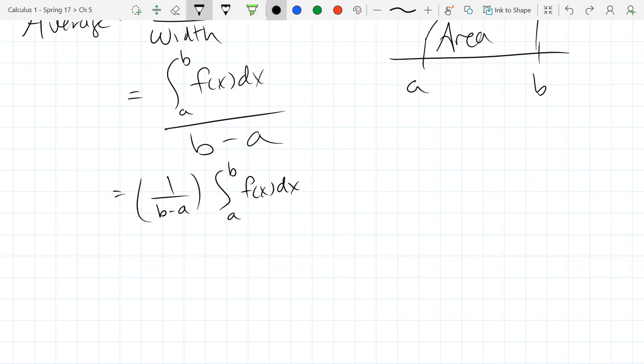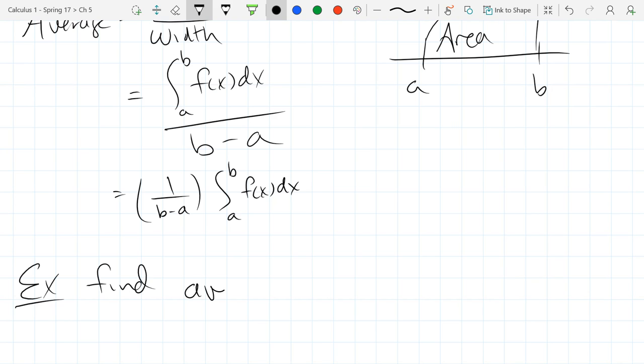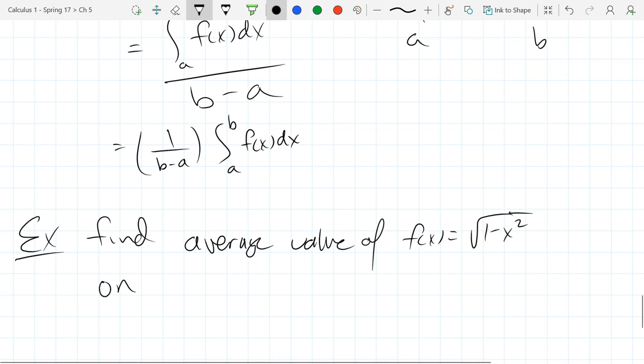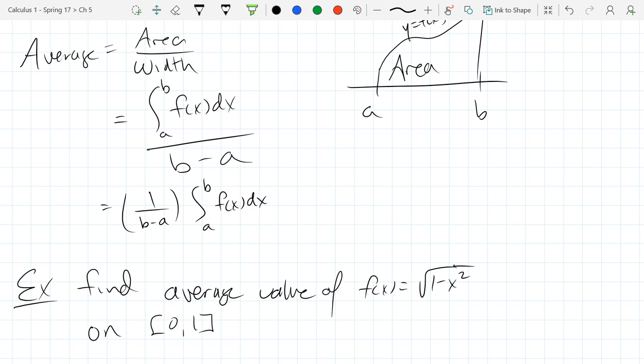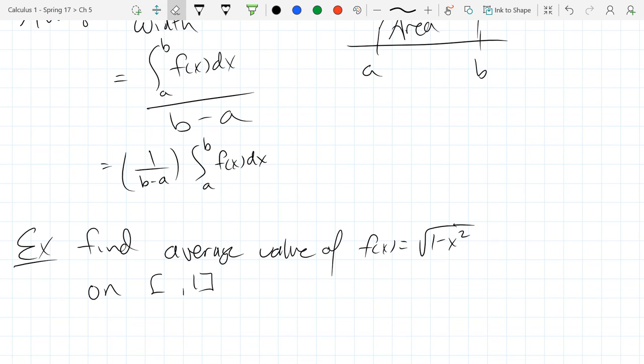So our last example from this section will be an average value problem. Find the average value of the 1 minus x squared function from 0 to 1. So the good news is you already know, oh, this one's going to be really boring. Let's go negative 1 to 1. Otherwise, our width is 1 and you would be dividing by 1. That's not exciting.